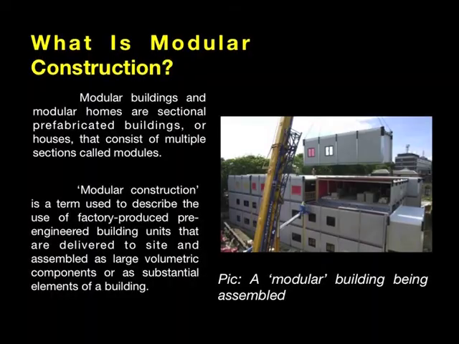They are assembled as large volumetric components. We do not assemble very small micro components, because if we start assembling micro components, the time taken in assembling small components is extremely high. If you start by making large pieces and then build your units, it takes much less time to complete the whole building. So, they assemble it as large volumetric units or as substantial elements of a building.